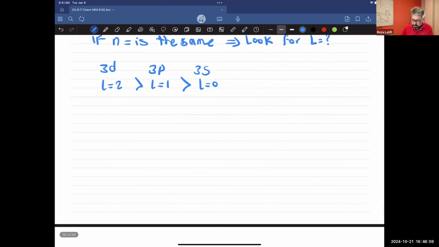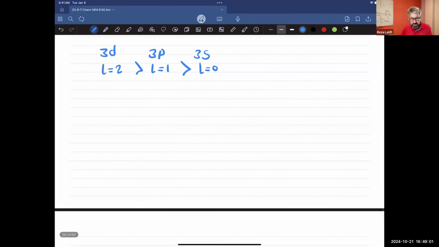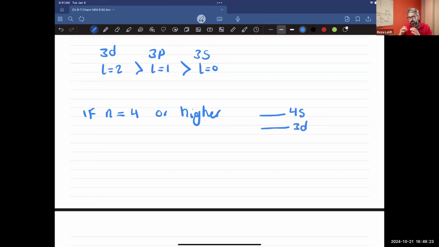Now let's talk about the 4s orbital and the 3d orbital. If n hits 4 or higher, the gap between the 4s orbital and the 3d orbitals is going to be really close. And anything that stabilizes the 4s orbital might put it at lower energy than the 3d orbitals. Let's talk about those.